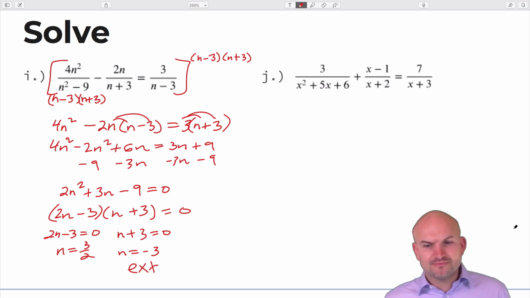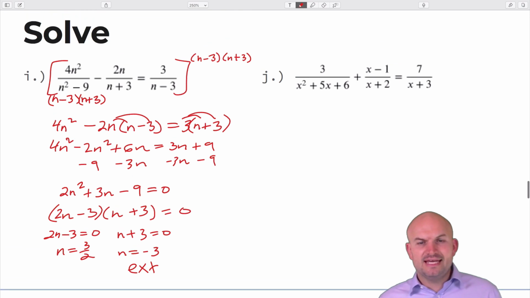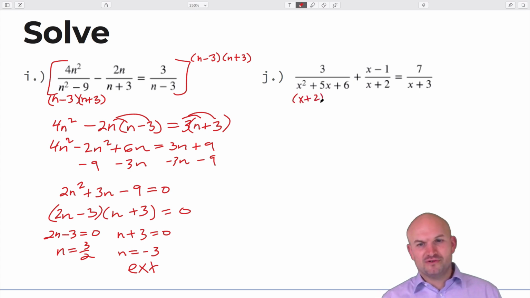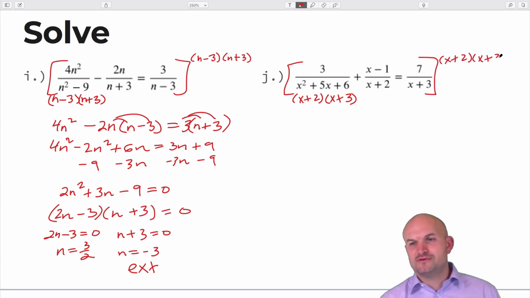For the next example here, again, we want to see, well, I think this factored form might be like this, right? So x plus 2 times x plus 3. And again, that does work. So therefore, I'm going to multiply everything times x plus 2 times x plus 3. And by doing that, I get 3 plus x minus 1 times x plus 3 equals 7. X plus 3 is divided out, leave me with an x plus 2.